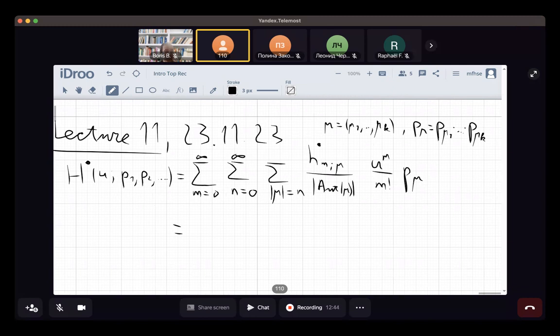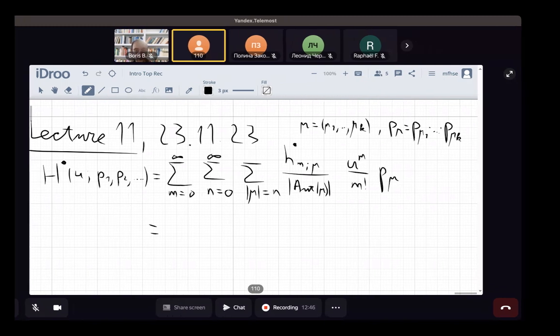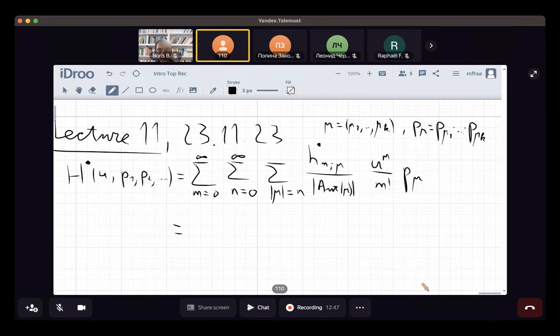And then we have shown this on the seminars, and you did a similar thing for monotone Hurwitz numbers in your homework, right? So we have shown that this is equal to the sum over mu of s mu of p1 and so on times s mu of 1, 0, and so on, times the sum over boxes in mu of u times c of box.